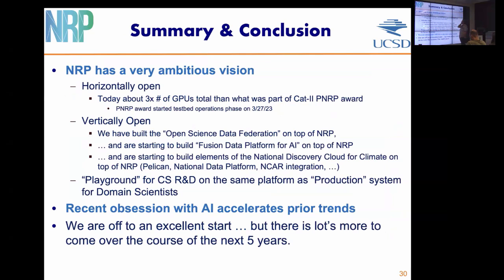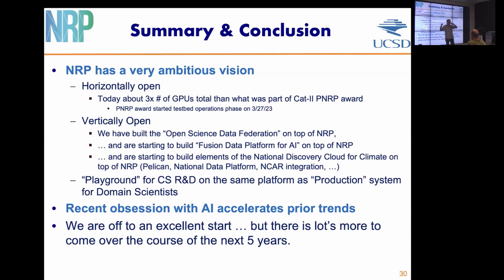Summary, last slide, conclusion. NRP has a very ambitious vision: horizontally open, vertically open, a playground for CSRD in order to mitigate the mayhem caused by the end of Moore's Law. And then there is a recent obsession with AI acceleration, and we're off to an excellent start. I would say NRP was officially funded, I want to say March 3rd, 2023, but it has legacy that it builds on and therefore has had an enormous ramp up.